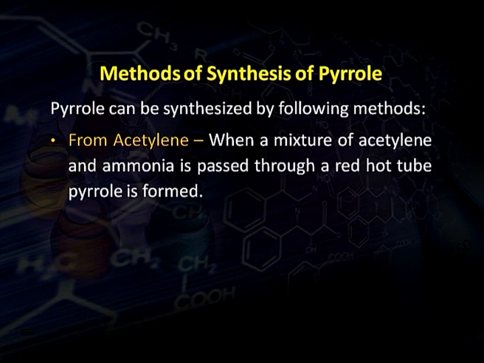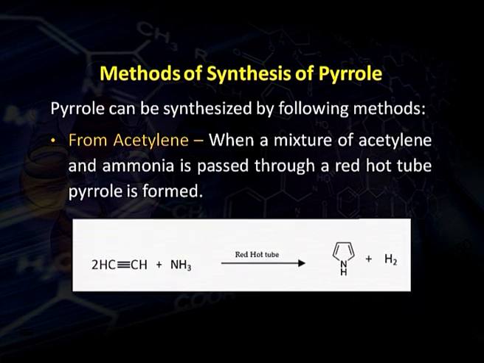Number one, when a mixture of acetylene and ammonia is passed through a red hot tube, pyrrole is formed. According to this reaction, the ratio of acetylene to ammonia is 2:1. When this mixture is passed through a red hot tube, we get pyrrole and hydrogen is eliminated.